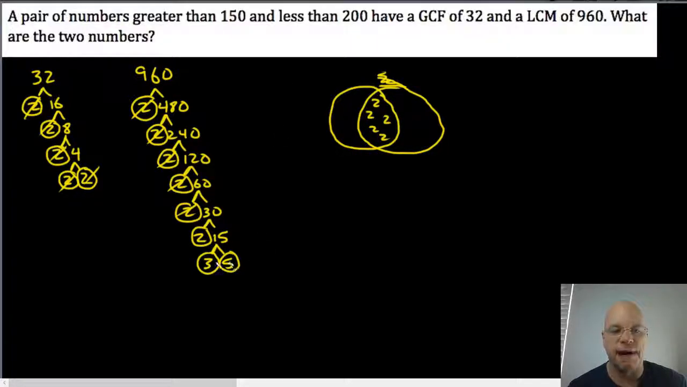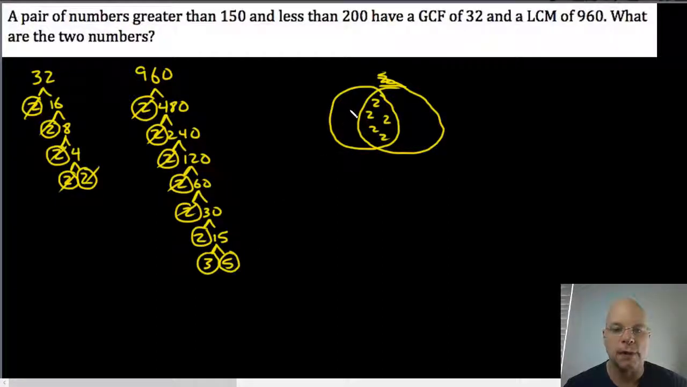So in other words, if I put the 5 and the 3 together here, that would be 15 times 32, which would be 480. That's way more than 200. So I have to split these up sort of evenly, try to keep the numbers as small as possible.